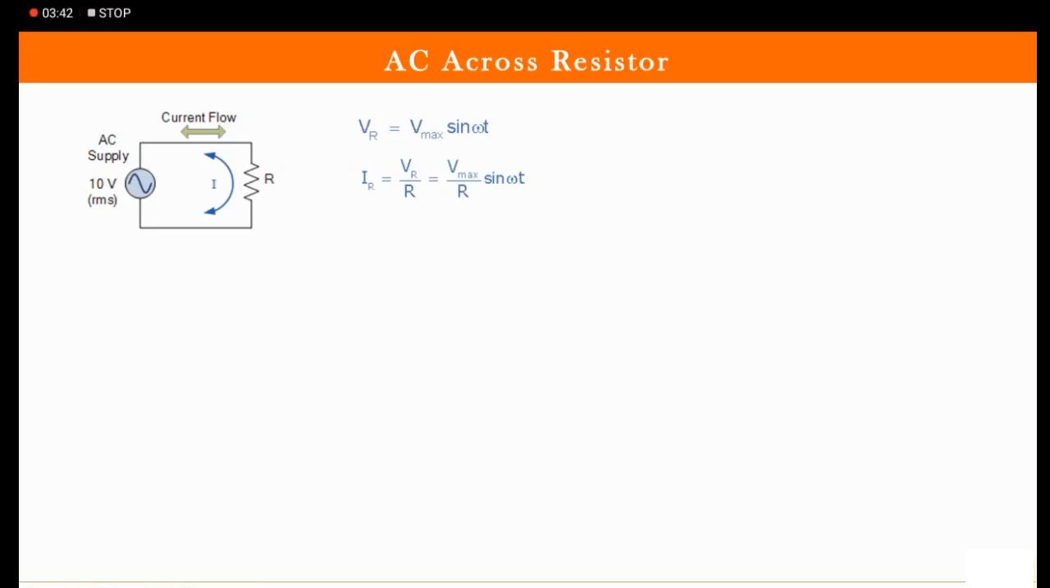Since we are talking about the current through resistor, it is going to be IR is equal to VR by R. Fine. So we will put the value of VR. So we have V max sine omega t. Okay. Now what is V max upon R? It is I max, right? Maximum current. So we got that IR is equal to I max sine omega t. Now this is very important.